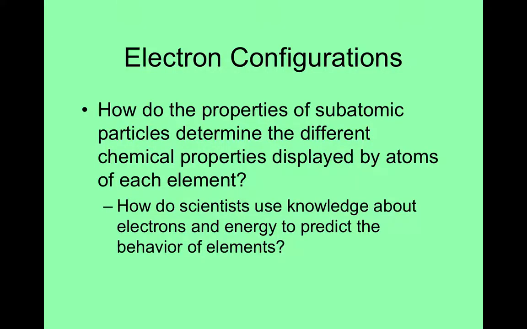All right, we're ready for the sixth lesson of the unit, and I believe the final lesson for the unit here. Remember, our essential question is how do the properties of subatomic particles determine the different chemical properties displayed by atoms of each element? So I'm going to keep the same sub-question from yesterday. How do scientists use knowledge about electrons and energy to predict the behavior of elements? Because I think electron configurations are really a next step in that.